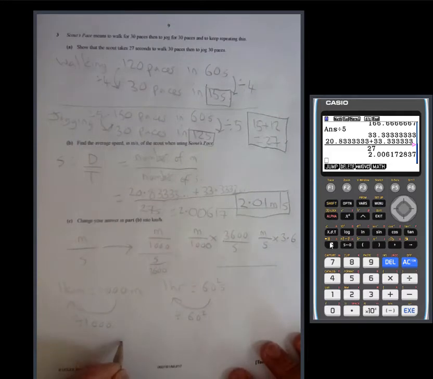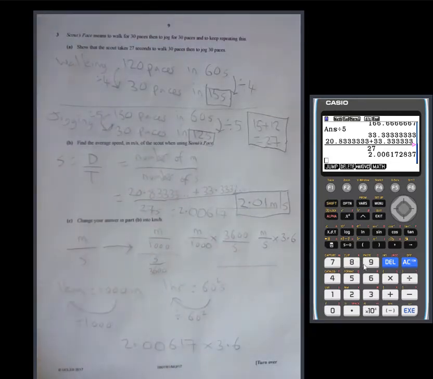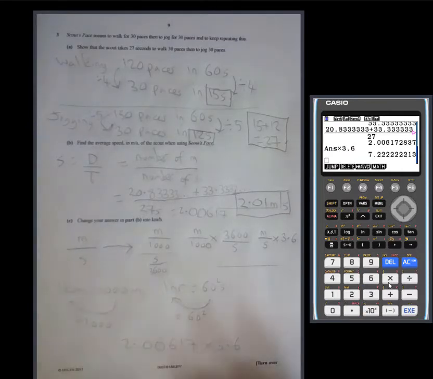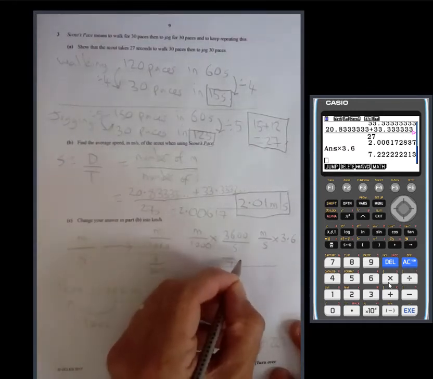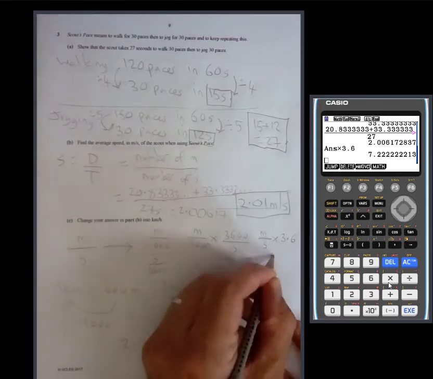So what we need to do is take 2.00617, take the answer, times it by 3.6, and that gives us 7.22, lots of twos, 7.22 kilometers per hour.